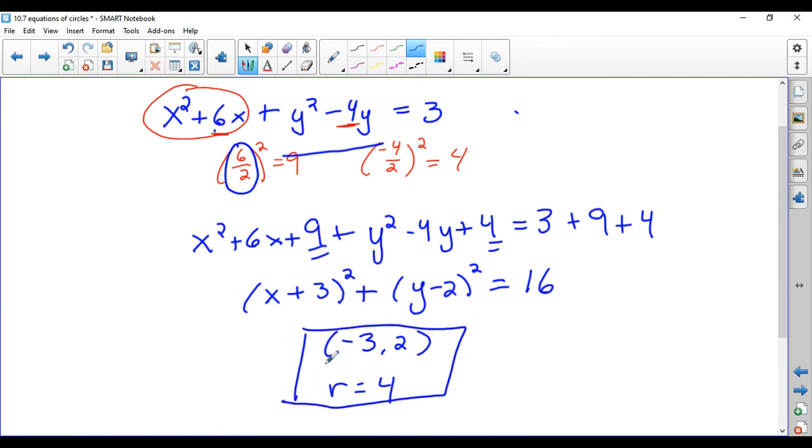So it's really important that you understand this process of completing the square. Take the coefficient of the variable, divide by 2 and square it, add to both sides. Factor your perfect square trinomial, and that'll give you standard form.